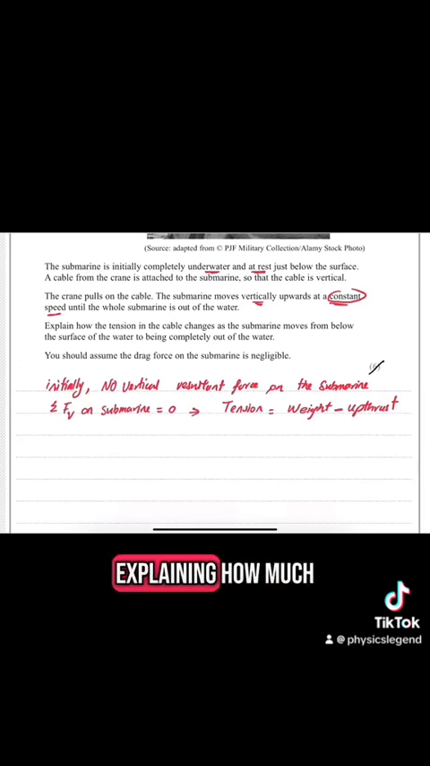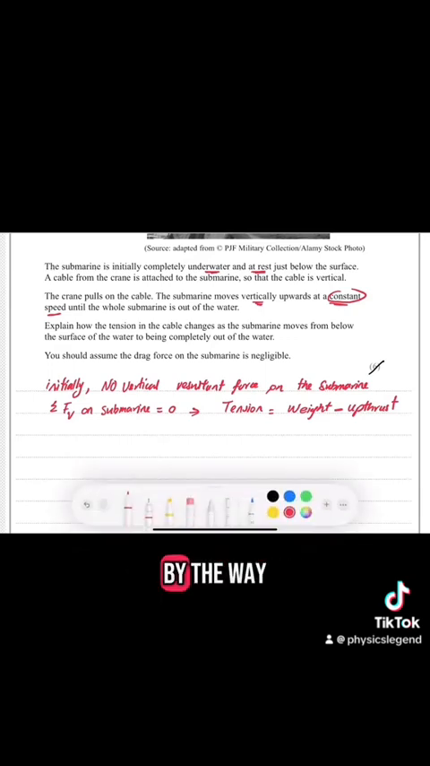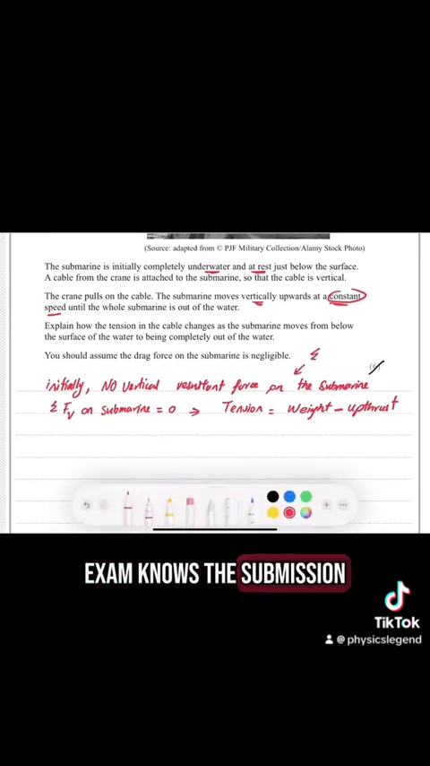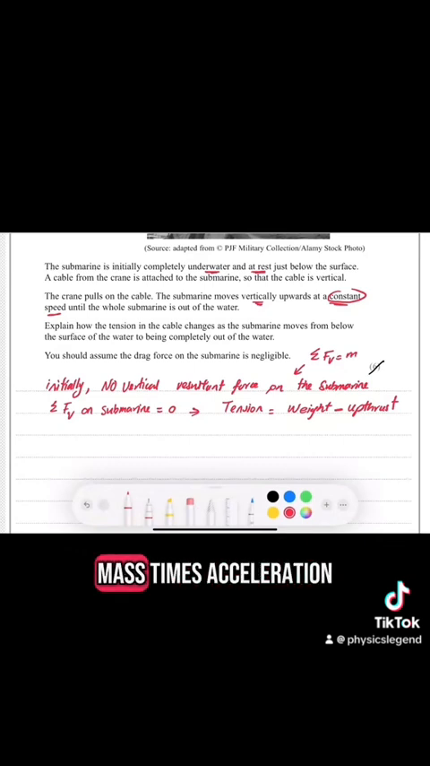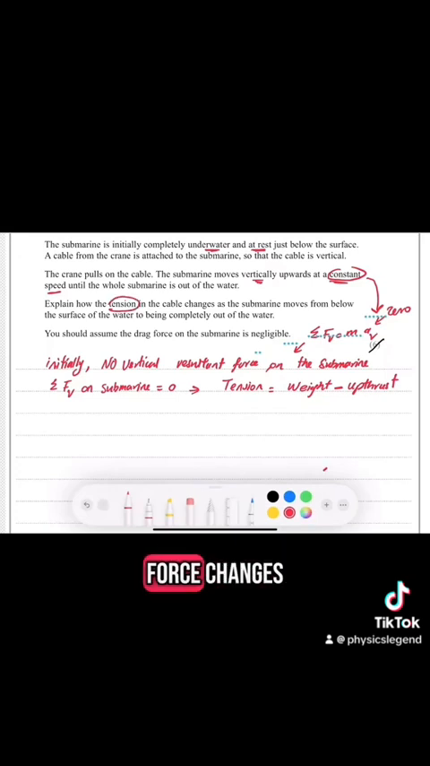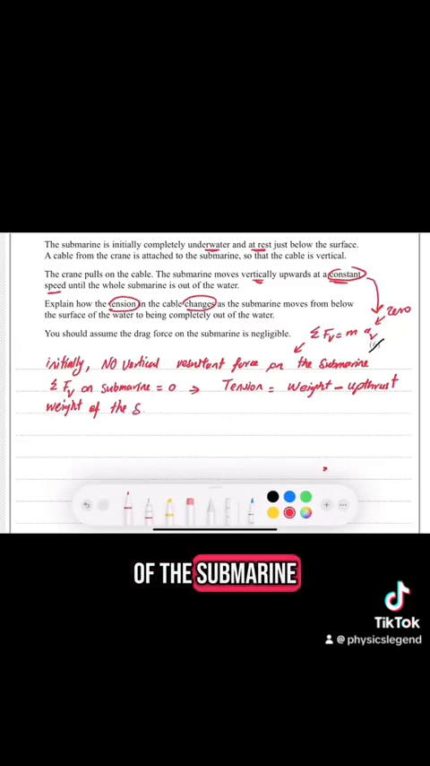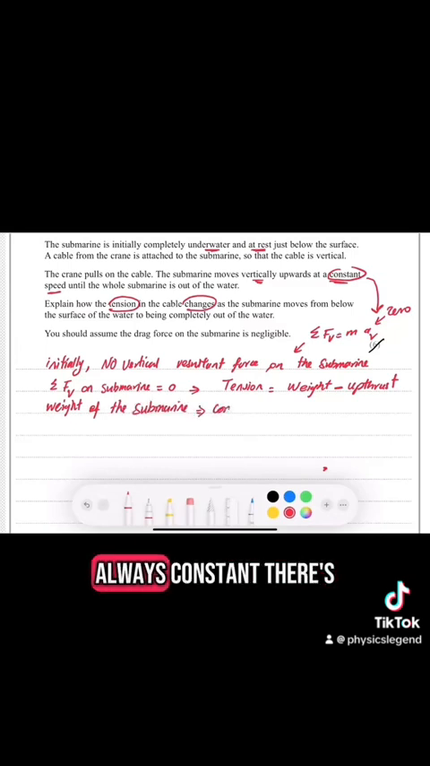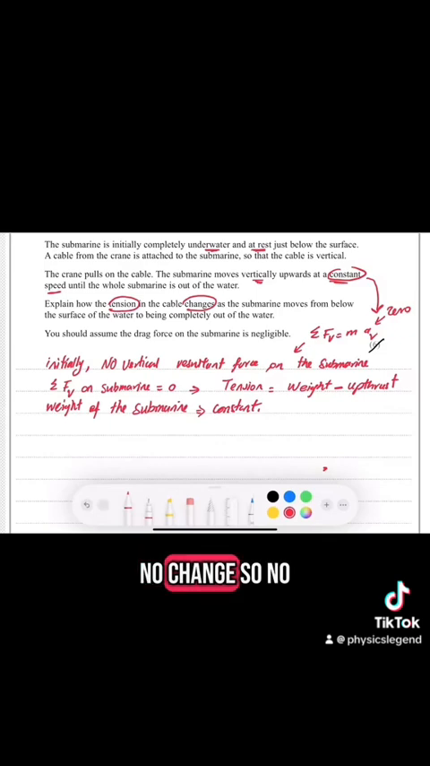1 mark is for explaining that there is no resultant force and applying Newton's second law of motion. By the way, just let the examiner know that F vertical equals mass times acceleration vertically as well. The acceleration here is 0, because it's a constant speed. The examiner said, how does the tension force change? The weight here is constant. Just let the examiner know that the weight of the submarine is always constant. There is no change.